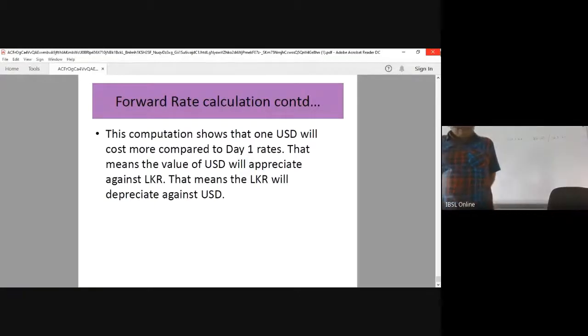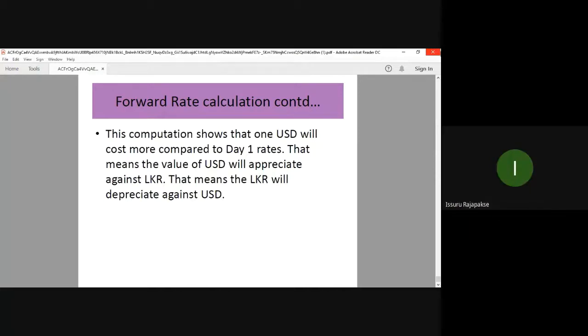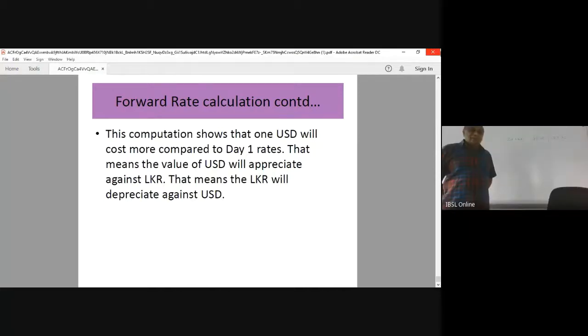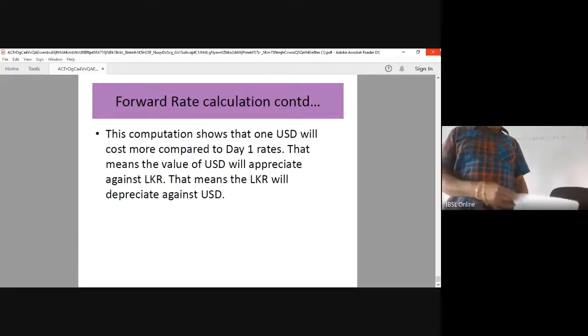What do you mean by LIP? LIP is low interest premium: the forward currency with a low interest will be at a premium to the spot value. HID, high interest discount. Okay. Our forward rate calculations are done.